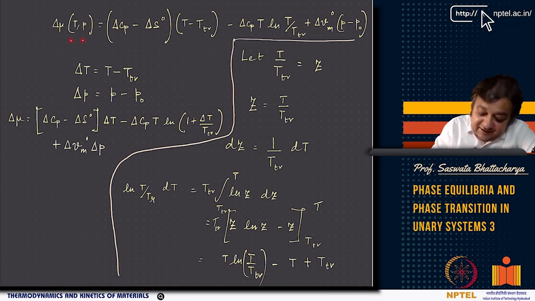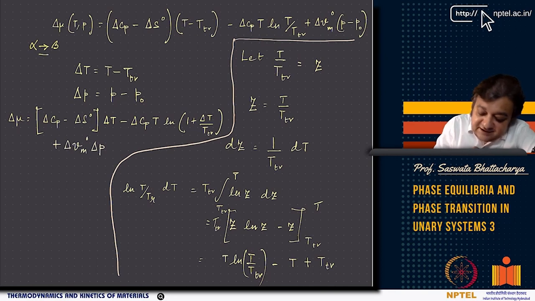And as you can see, when I simplify, I take delta Cp, which is the heat capacity difference between alpha phase and beta phase. So I am considering the alpha to beta transformation. I'm just giving a quick reprise.